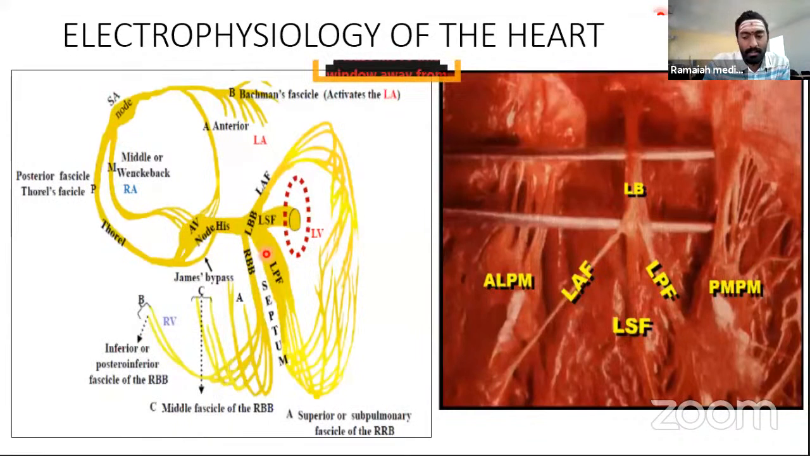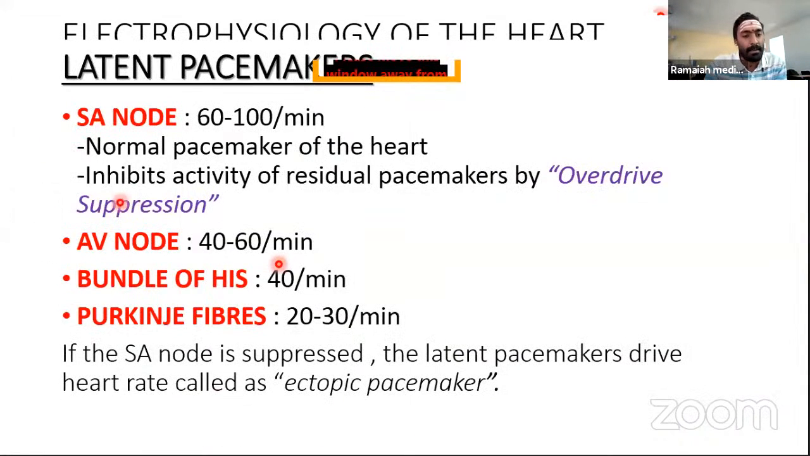Although all of these can generate the rhythm, they are also called latent pacemakers. Because the SA node generates at a very high rate, this high rate suppresses the activity of the AV node, the bundle of His, and the Purkinje fibers. That is why the spontaneous firing does not happen in them. That mechanism is called overdrive suppression. By increasing the rate, it is suppressing the other latent pacemakers.